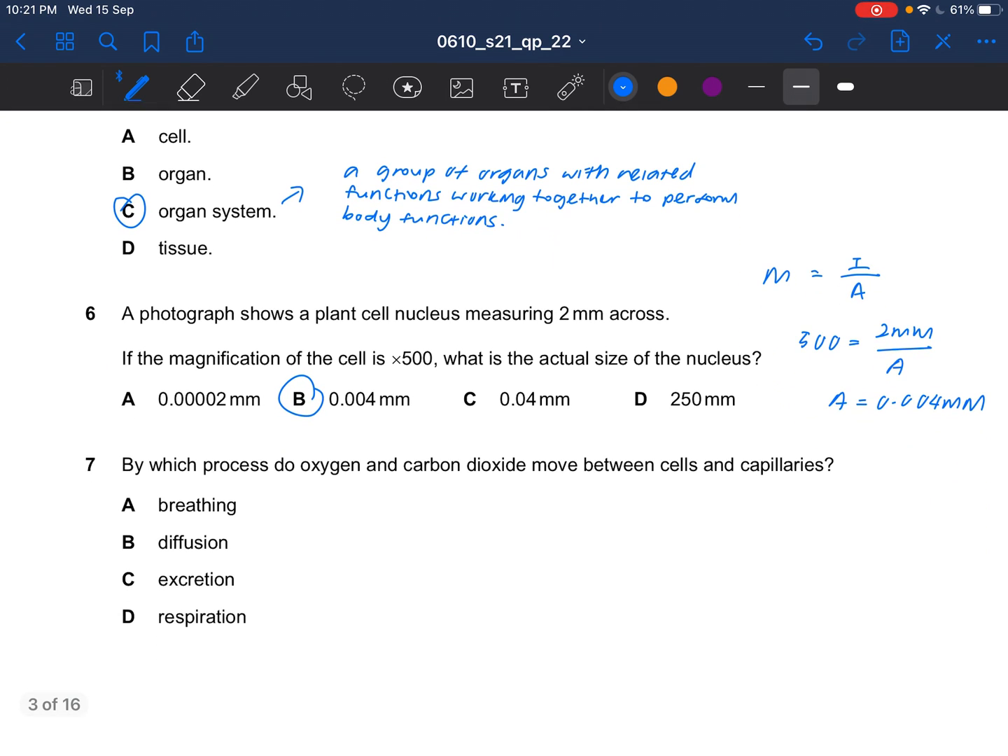Next question, by which process do oxygen and carbon dioxide move between cells and capillaries? This is gas exchange, and it occurs by diffusion. So the answer is B.